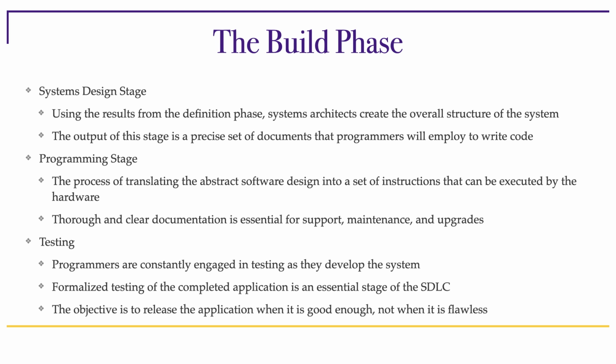And testing, of course, happens throughout. Every time a developer produces a piece of code, they test it to see if it works. But what we're talking about here is more formalized, comprehensive testing of the complete application. This is what happens at the testing stage. And interestingly, there is an economic feasibility analysis also implicit in the testing phase. The objective is never to really achieve perfect software and wait to release it until it's perfect, right? The objective is to release it when it's good enough.